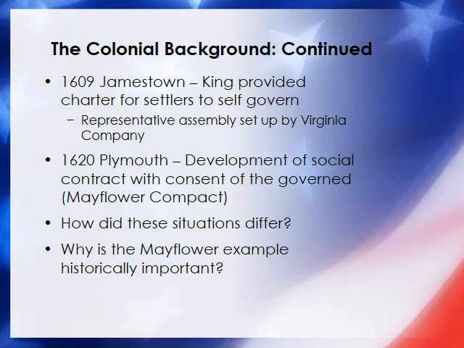So again, there were similarities and there were differences between the Jamestown experience and the Plymouth experience. Jamestown, again, is a money-making enterprise set up by the Virginia Company, ultimately under the authority of the King of England. But the king deferred and allowed the settlers to govern themselves out of practicality. But ultimately, the authority still remained with the English government.